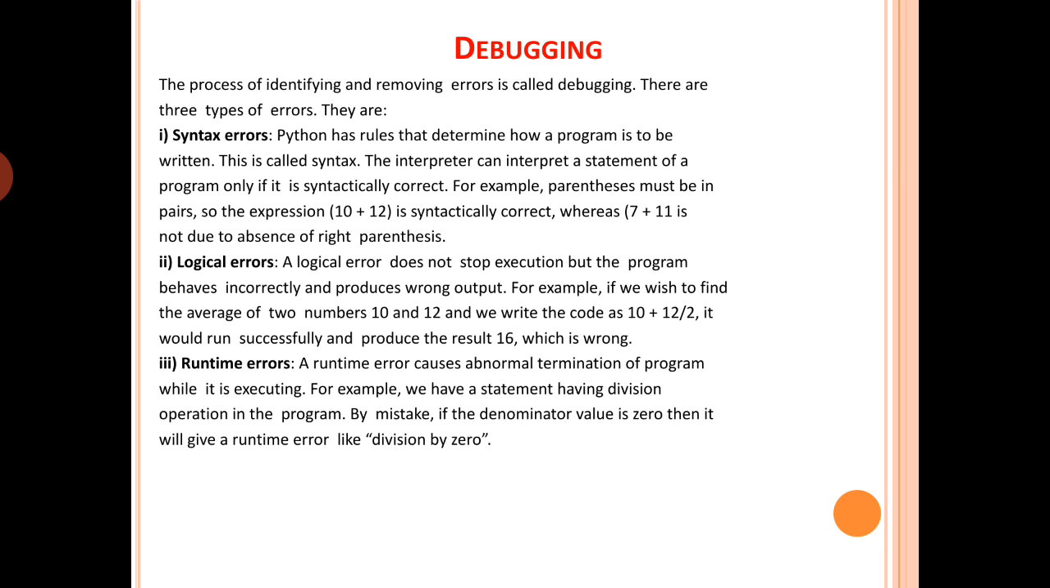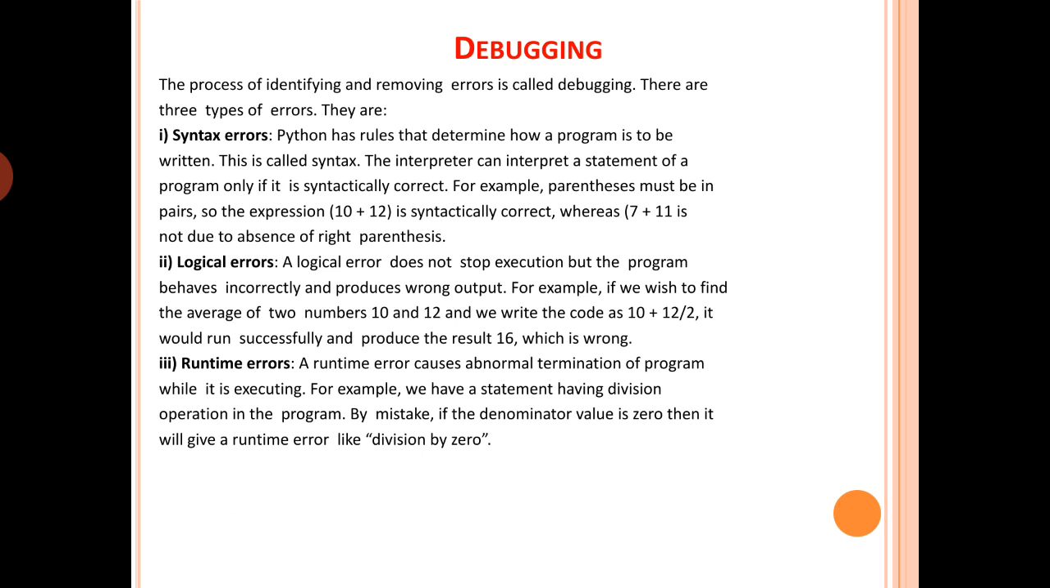A logical error also does not stop execution, but the program behaves incorrectly and produces wrong output. Since the program interprets successfully even when logical errors are present in it, it is sometimes difficult to identify these errors. For example, if we wish to find the average of two numbers 10 and 12 and we write the code as 10 plus 12 by 2, so what would it do? It would run successfully and produce the result 16, which is wrong.